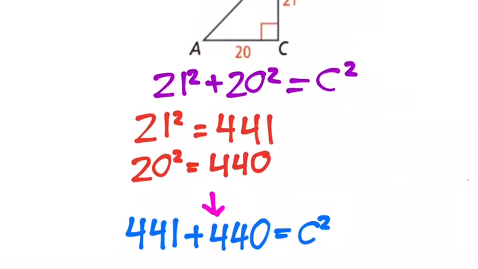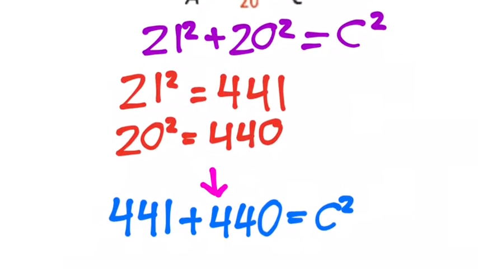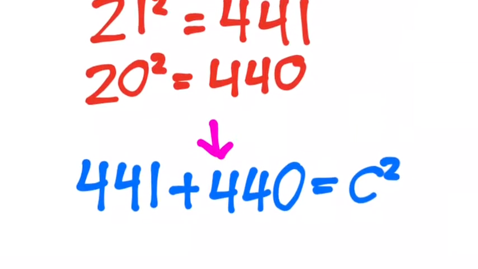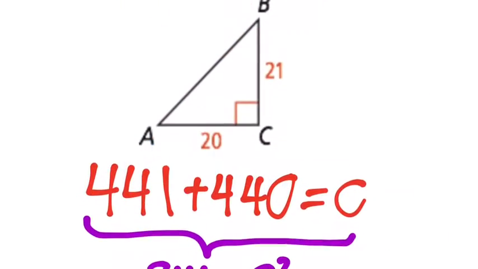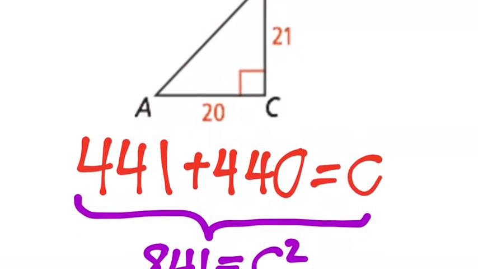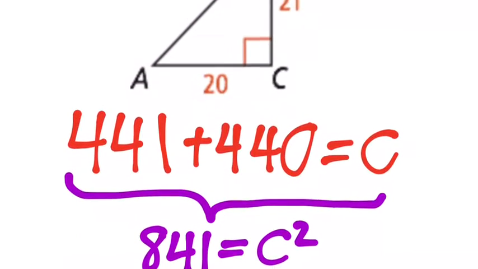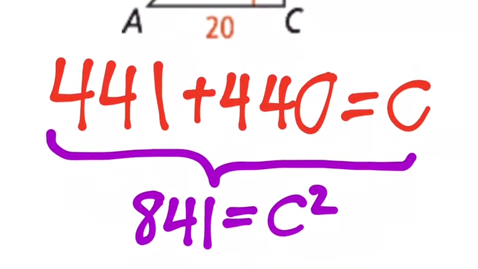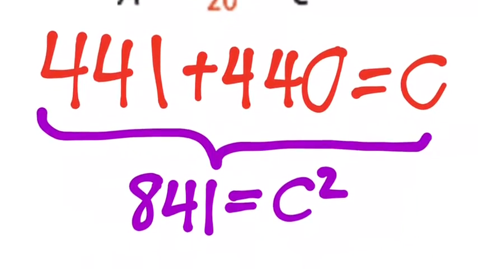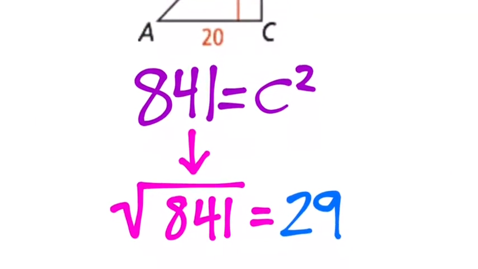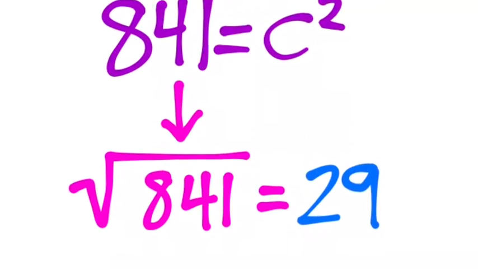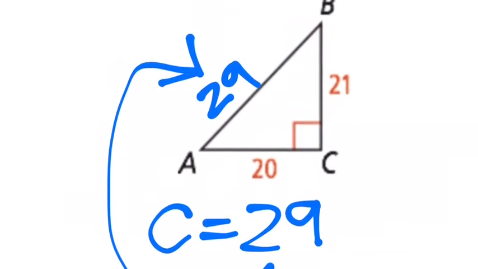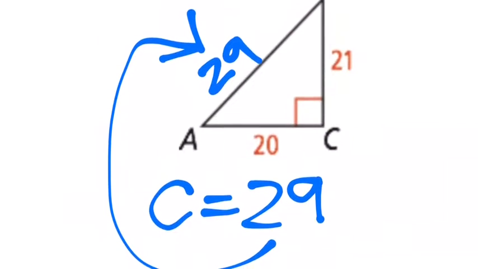Now square the numbers given. 21 squared is 441 and 20 squared is 440. Then rewrite it as an equation again with the simplified numbers. With the new simplified equation, simplify it even more by adding 441 to 440, which equals 841. Then write a new equation as 841 equals c squared. To get rid of the c being squared, square root 841 to get the value of c and the variable alone. The missing hypotenuse length using the Pythagorean theorem is 29.